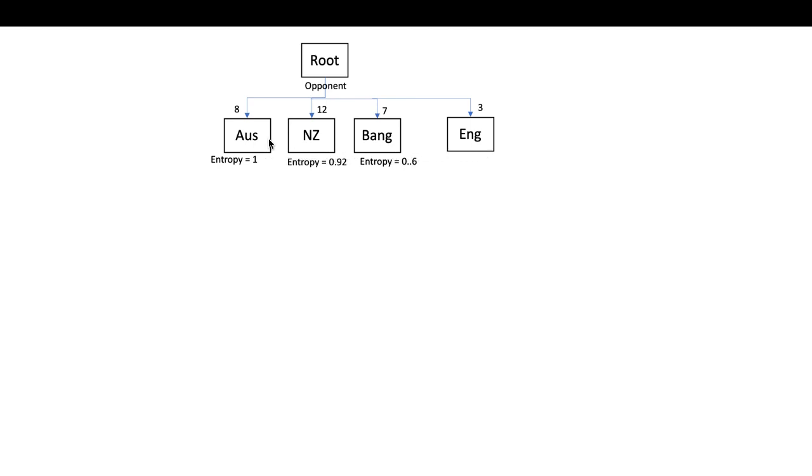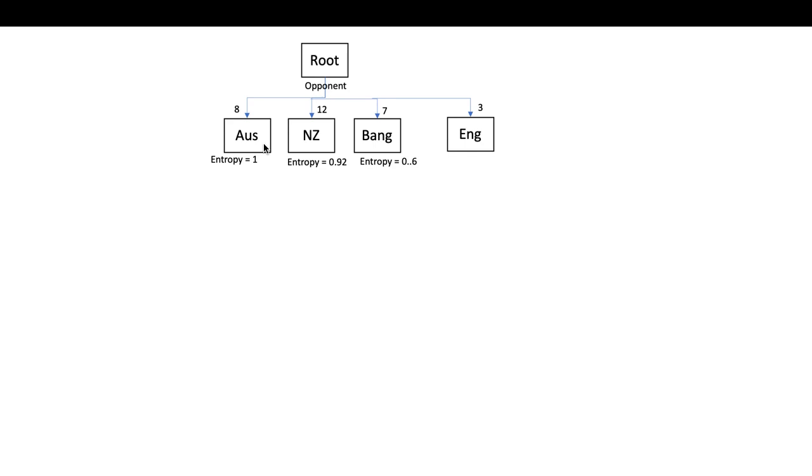Now for each of these conditions, like for Australia, we again have to consider whether we can reduce the entropy further. We see here the entropy is 1, here 0.92, 0.6, and something we can calculate. So from each of these we can see whether, by choosing the other features, we can reduce it further or not. Now we have to take each of these cells. First, let's consider the case when the opponent is Australia.